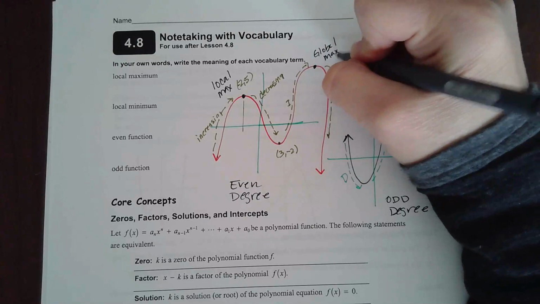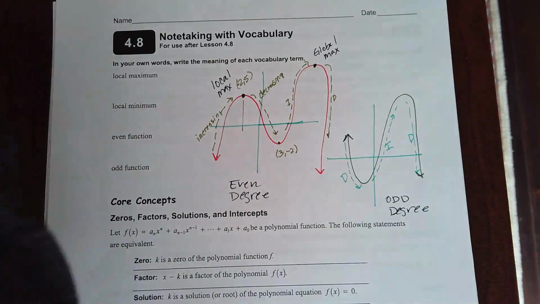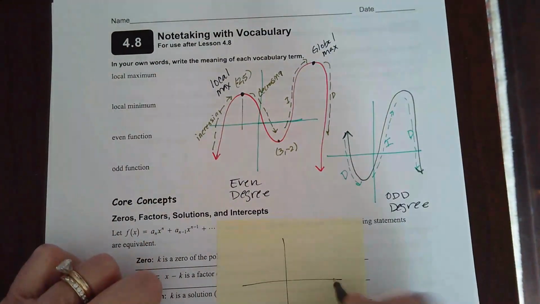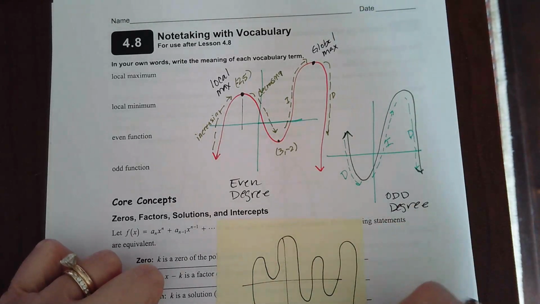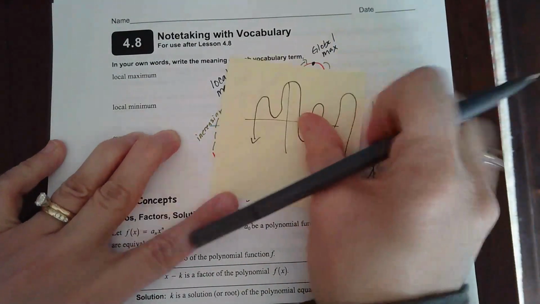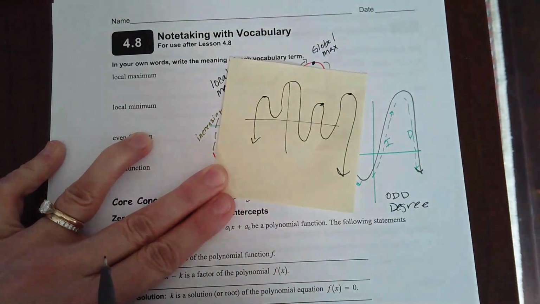So here's the difference between the two. A local max, you can have multiple local maxes. So think about a function that has lots and lots of terms, okay? So I'm just going to make one up here. So let's say I had a function that did this. All of these, this would be a local max, a local max, a local max.